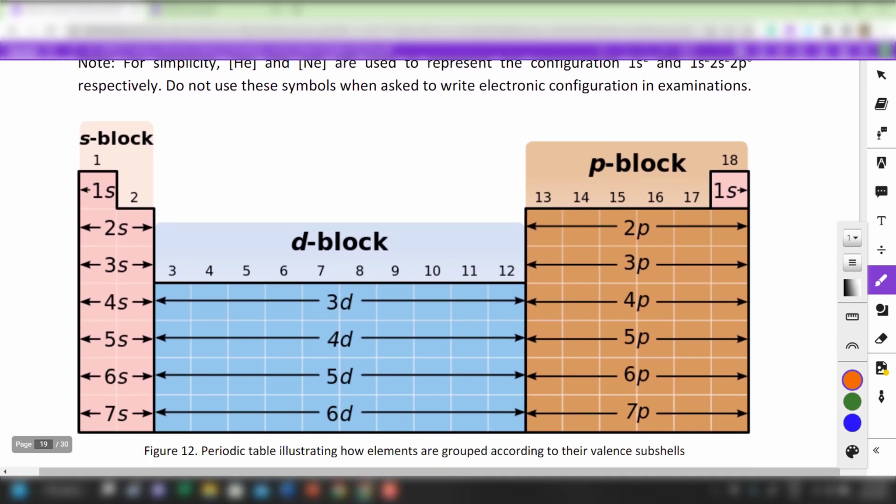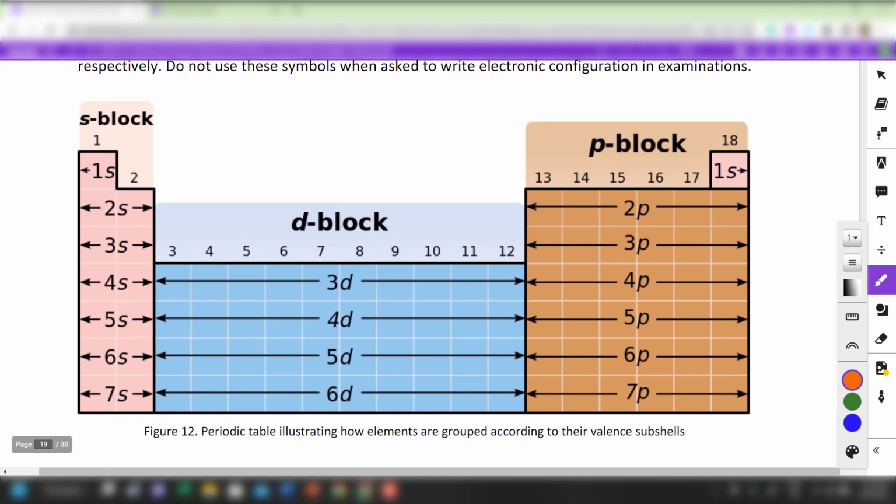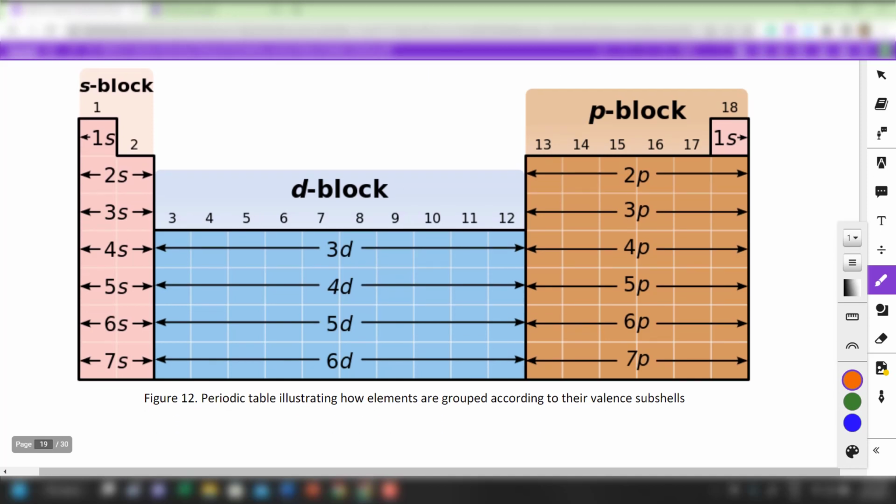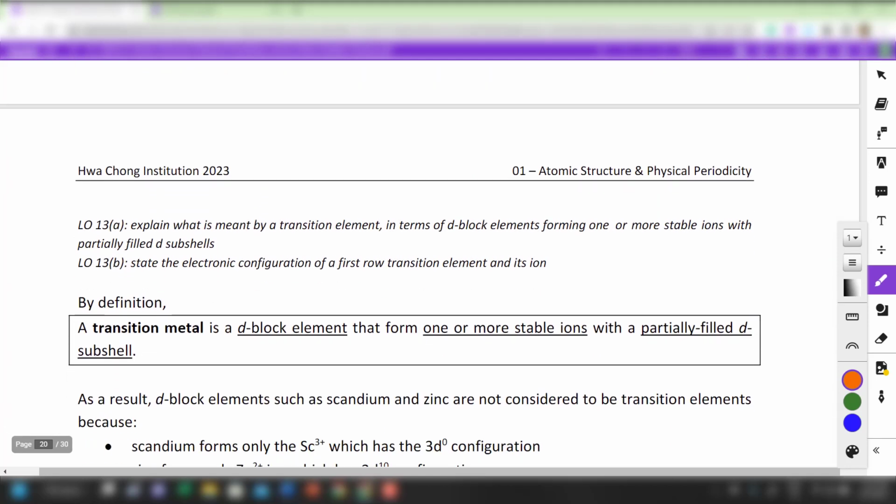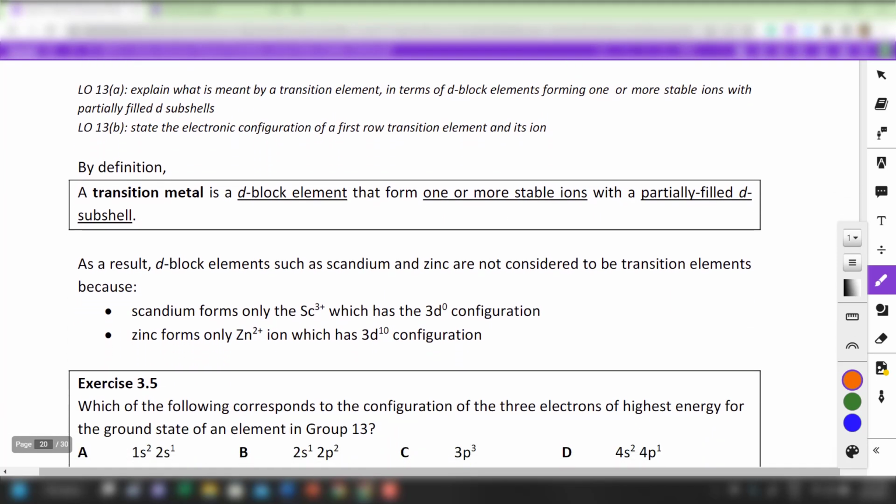Again, I need to emphasize on this. Do not memorize this thing because there isn't a need to. You can simply whip out your periodic table and then just count. It's as simple as that. So do not memorize it. It is totally non-essential. Okay, what about transition metal?